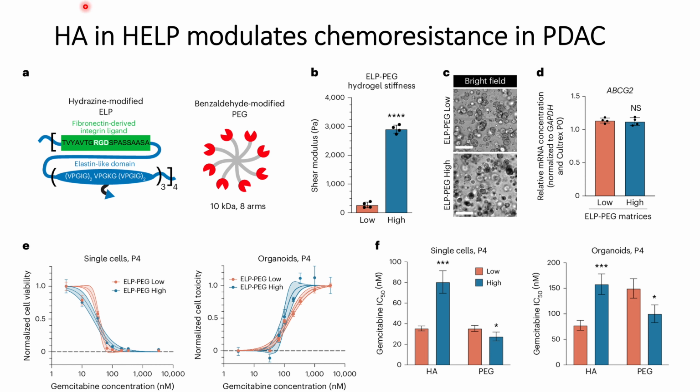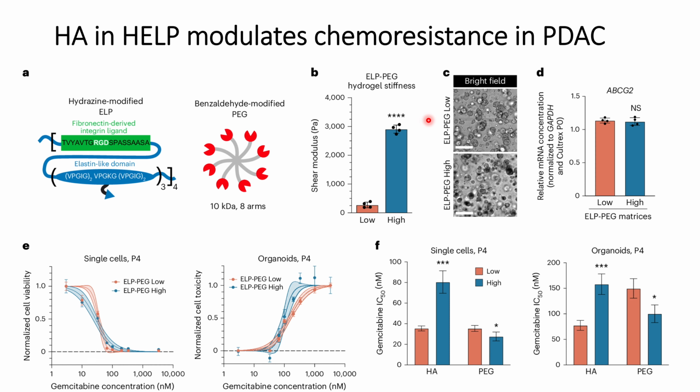Then they checked for the HA modifications. In this case of HA modifications, they replaced the HA with an inert 8-arm PEG, which is known as benzaldehyde modified PEG, and they checked its stiffness with the help of shear modulus measurement. They found that low HELP has a lower stiffness and high HELP has a higher stiffness. This is what they had expected.